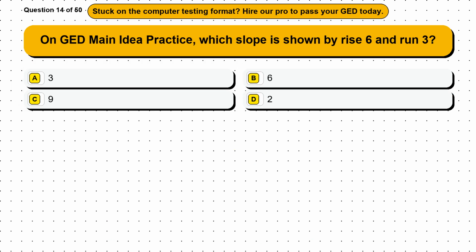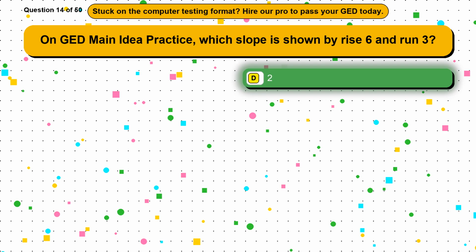Question 14. On GED Main Idea Practice, which slope is shown by rise 6 and run 3? Option A, 3. Option B, 6. Option C, 9. Option D, 2. The correct answer is option D, 2.